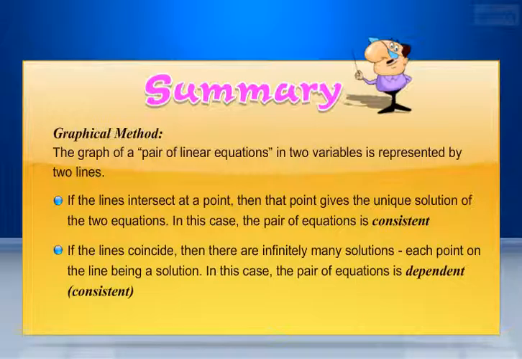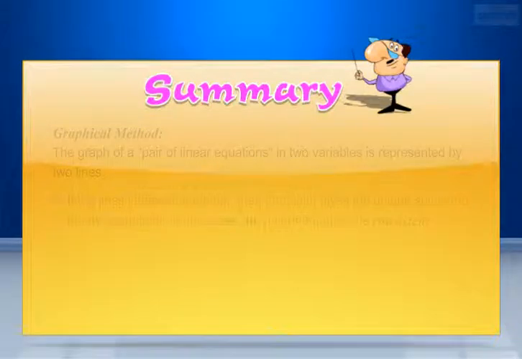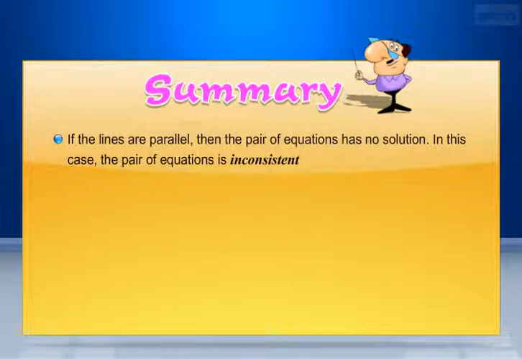If the lines coincide, then there are infinitely many solutions, each point on the line being a solution. In this case, the pair of equations is dependent, consistent. If the lines are parallel, then the pair of equations has no solution. In this case, the pair of equations is inconsistent.